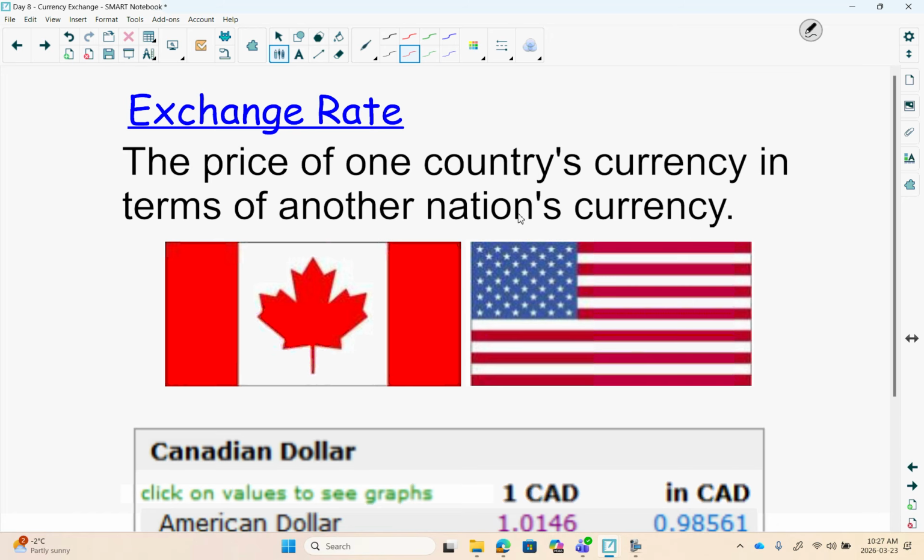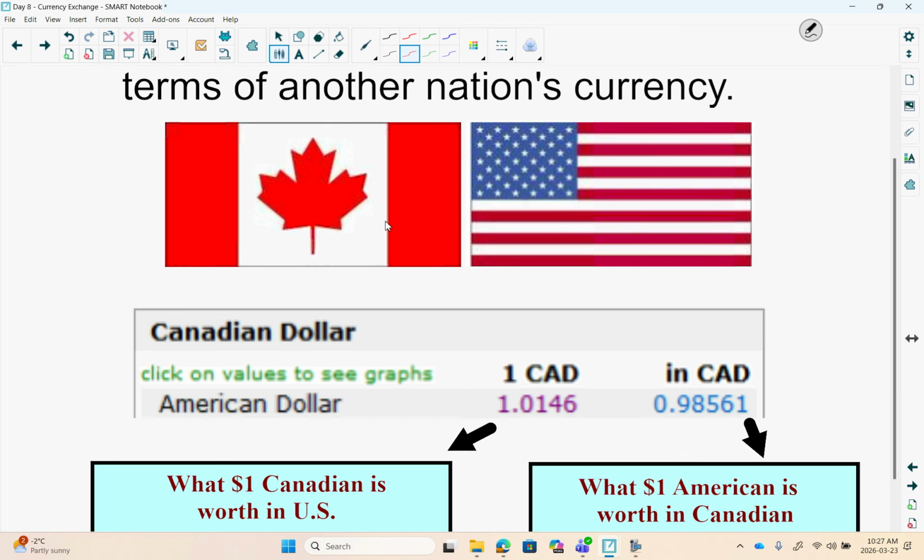The exchange rate. So here's the price of one country's currency in terms of another nation. All right, this is comparing Canadian dollars to US dollars. Look at this here. 1 Canadian dollar is equal to 1.0146 American dollars. Is that current? Like, is our dollar worth the same as an American dollar right now? Absolutely not. This is old, okay? Old information. Right now, the Canadian dollar's only worth about 70 cents American.